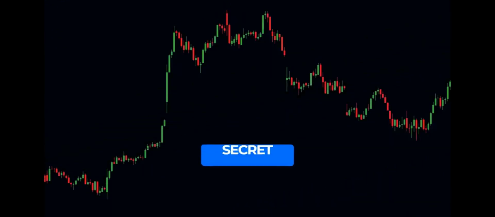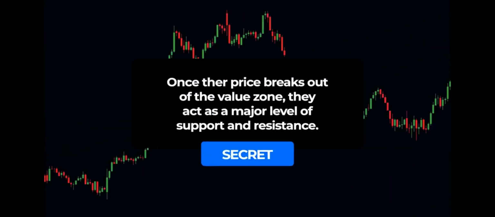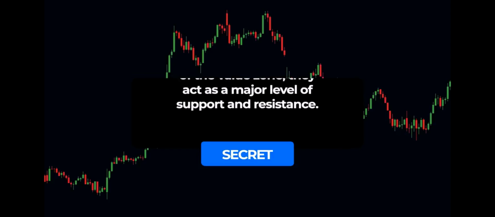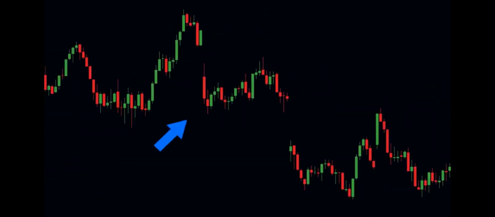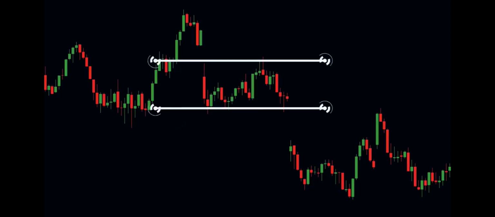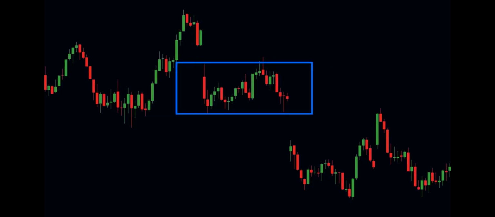I have noticed that once the price breaks out of the value zones, they act as a major level of support and resistance. Let me show you with an example. On this chart, during this particular time period, we see that the market traded sideways without any trend. It created this price range. So, we can say that the price has found value.